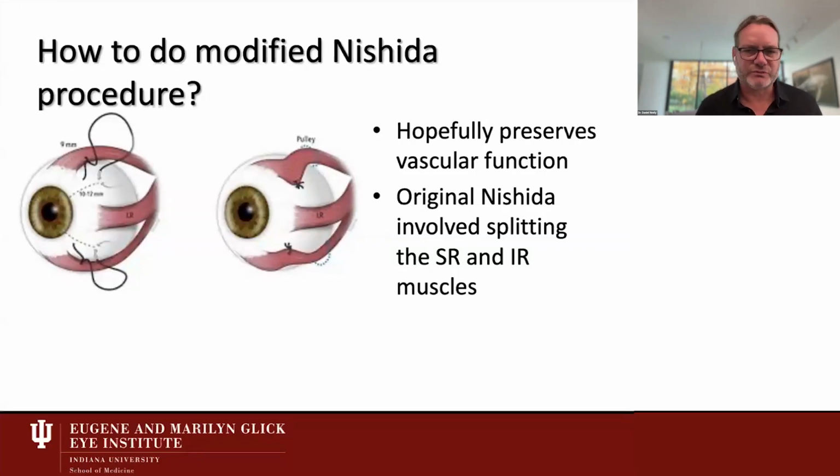And why do we do this rather than some of the other techniques? Well, it's vessel sparing. So essentially, if you have some concerns about anterior segment ischemia, this is one way to limit vascular disruption. Now, I've only recently started doing these, and so I don't have a great feel yet for how it compares to my results with full tendon transposition. I'd expect it to be a little less powerful, but we'll see. But it's a nice option, and that's how you do a modified Nishida procedure.